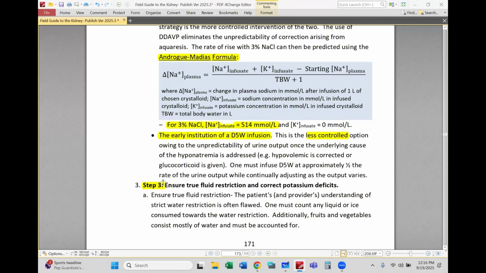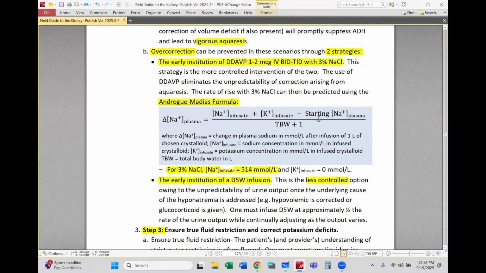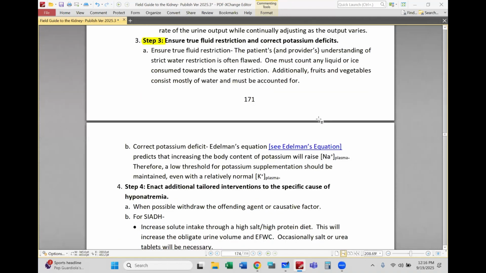And then with 3% saline, at least at Parkland, you'll need a step down unit in order to give it. So there are some barriers to implementing the first solution that are center specific. Now, once you've mitigated the risk of overcorrection in those patients that have a risk of overcorrection, we should do the other things that are going to help you raise the sodium, right?